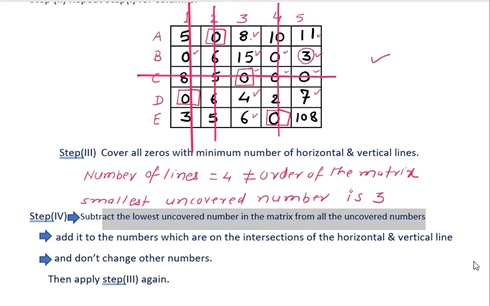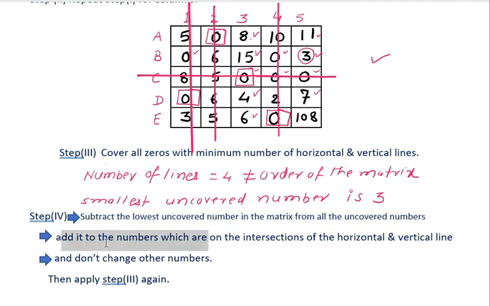We have to add the same number to the numbers which lie on the intersection of the vertical and horizontal lines. So what are the numbers which lie on the horizontal and vertical lines? These are the numbers 8, 5 and 0 in the fourth column, 8 in the first column, 5 in the second column and 0 in the fourth column. We have to add, and do not change other numbers. Other numbers on the line we will not change.